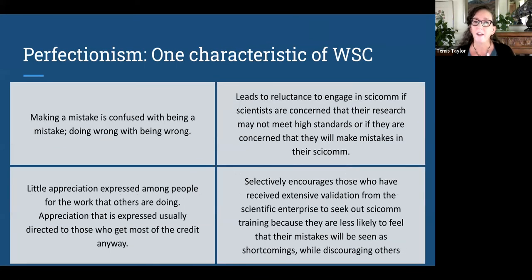Perfectionism is another characteristic of white supremacy culture. When we're striving for perfectionism, making a mistake is confused with being a mistake. This can lead to reluctance to engage in science communication. Striving for perfectionism can encourage those who have already received validation to seek out training and opportunities for science communication, while at the same time discouraging others. This in turn can lead to things like the myth of meritocracy and imposter syndrome.